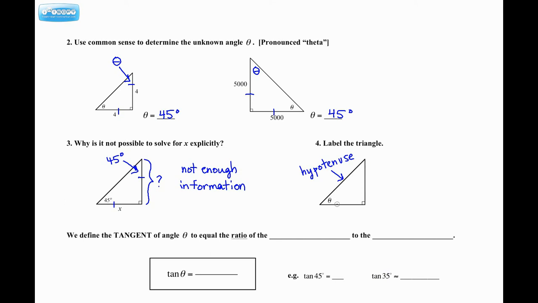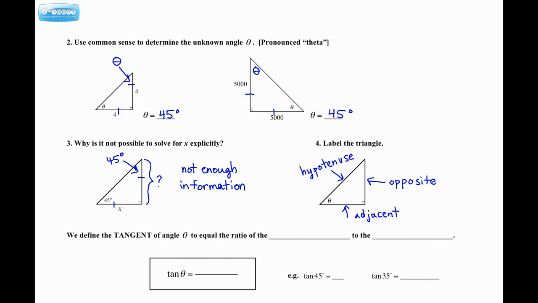Well, these sides have names as well, and they change depending on where theta is. Okay, so if you look where theta is, if you go to the opposite side, we actually label that side as just that, the opposite. Okay, and then this side, the third side, we call that the adjacent. Okay? However, these two sides are interchangeable.